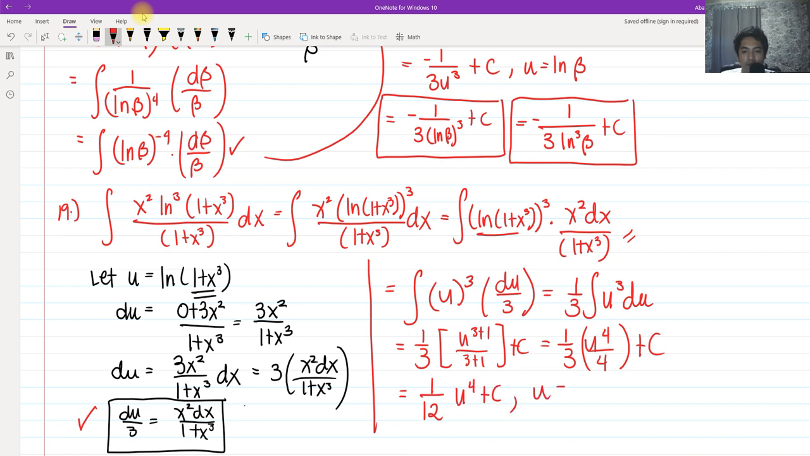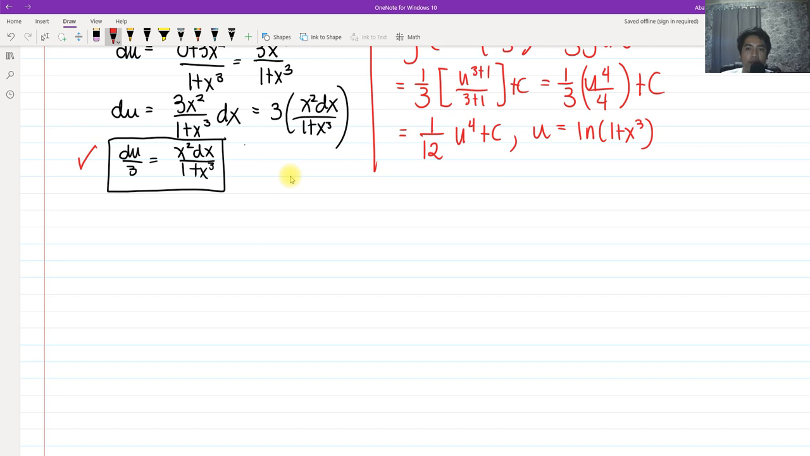But u equals ln of 1 plus x cubed. So we can now substitute the value of u in our final answer, because that's the original variable. So we have 1 all over 12, and then ln of 1 plus x cubed raised to 4, plus c. So that would be our final answer.